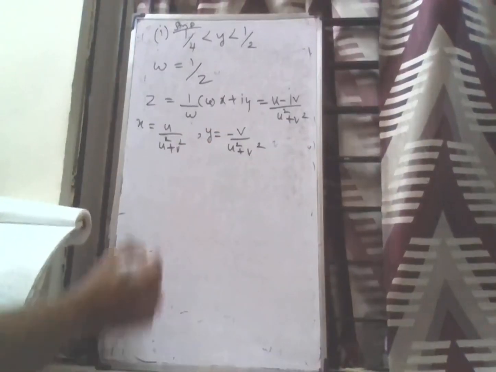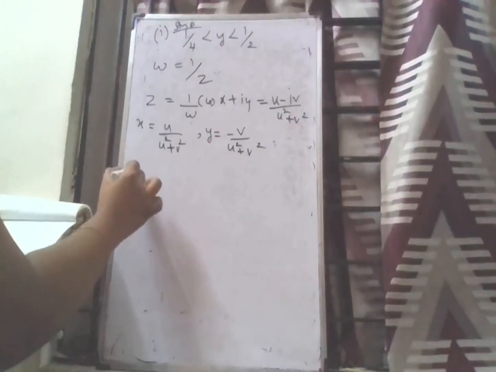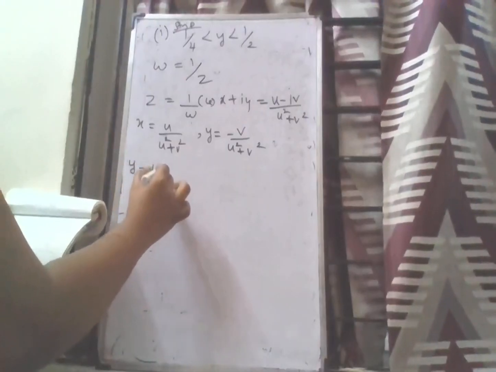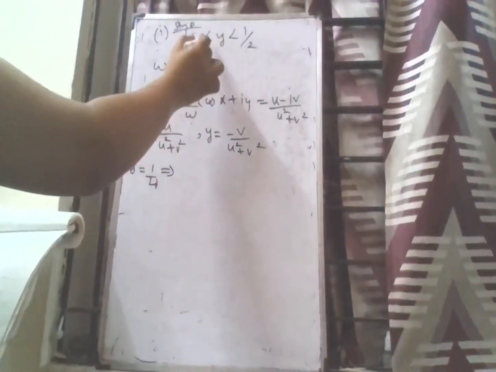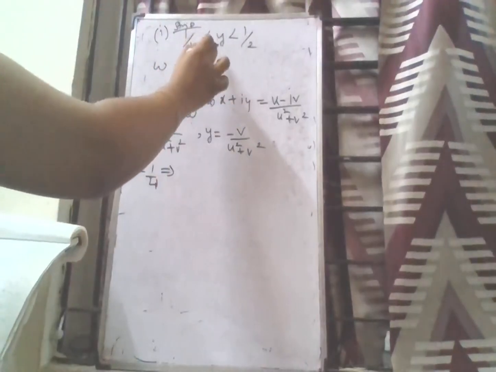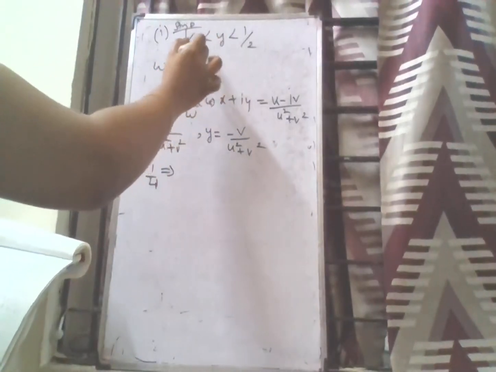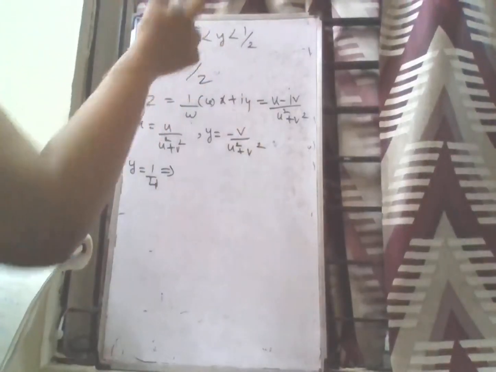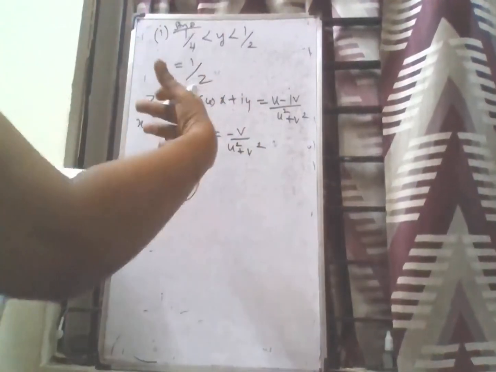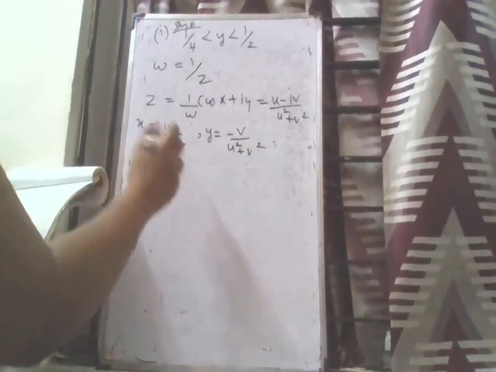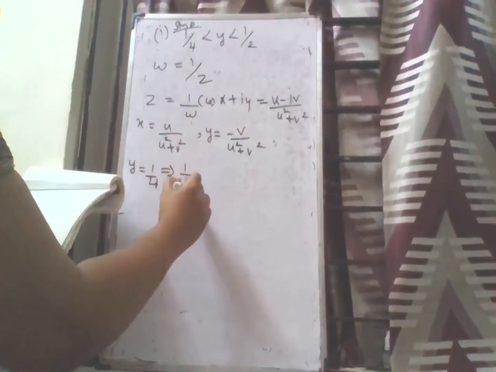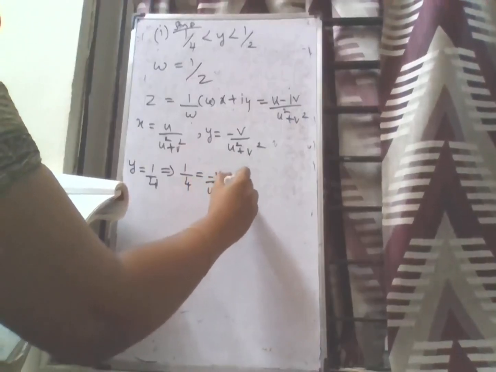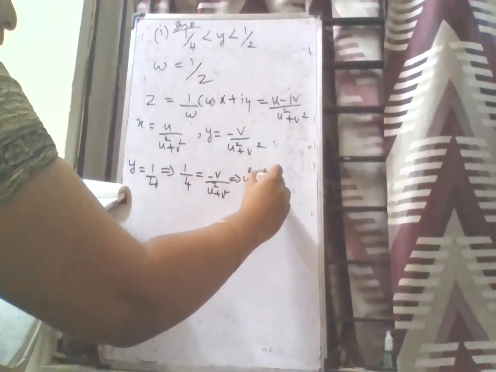Now, when y is equal to 1 by 4, what will we get? See here, I have taken y, actually, it is nothing but the area between this and this. That's the meaning. Try to understand, area between this and this. Now I have taken y as 1 by 4 and then I'll see the region between this and this. Okay. So first I'm taking y as 1 by 4. So what will I get? 1 by 4 equals minus v by u square plus v square, isn't it? Which implies u square plus v square is equal to minus 4v.